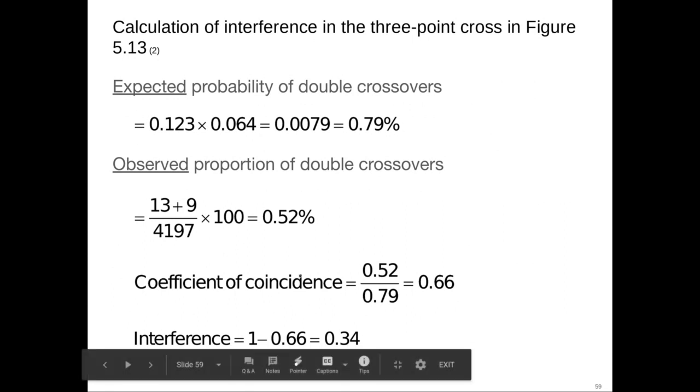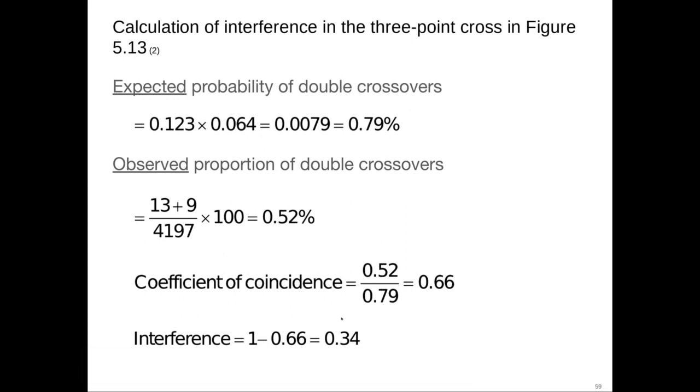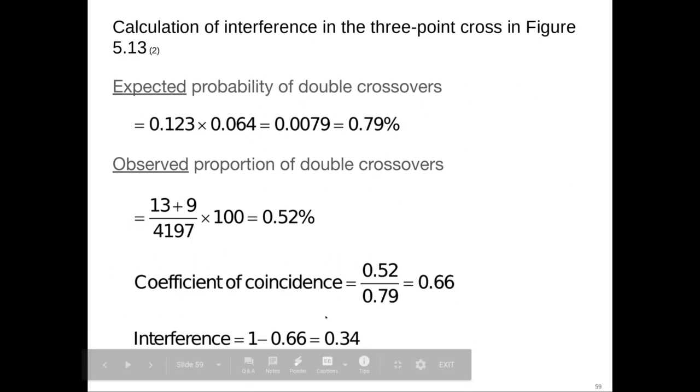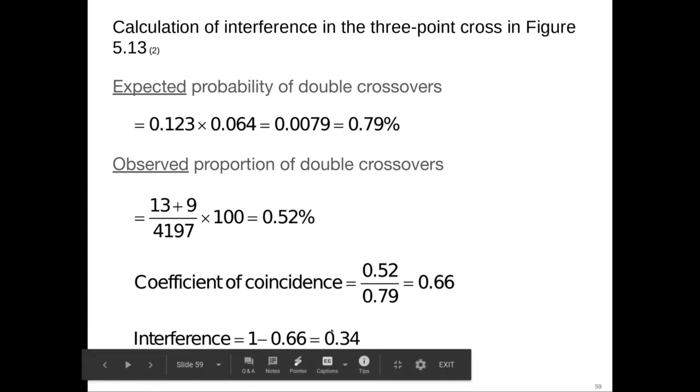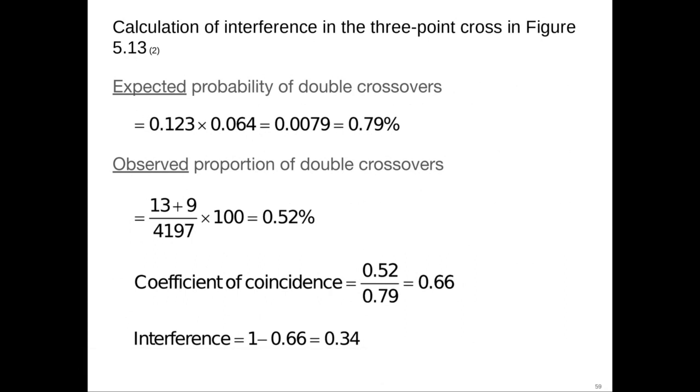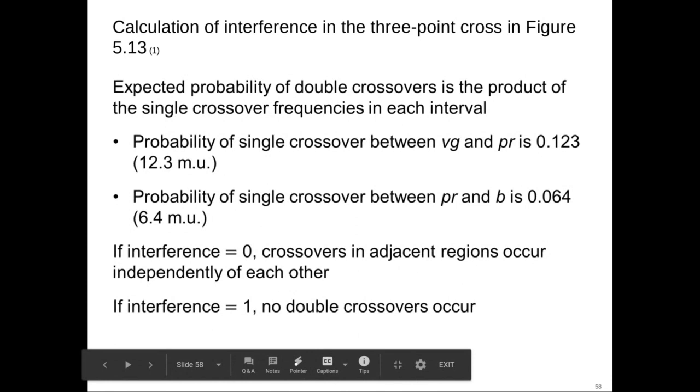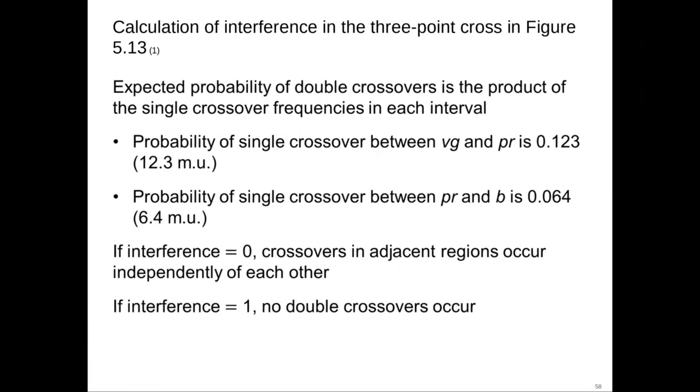Now, the coefficient of coincidence is this 0.52, which is our observed, divided by our expected, giving us 0.66. So the interference is 1 minus 0.66, or 0.34. So it's trending more towards this idea where the interference is likely closer to 0, thus crossover in adjacent regions occur independently of one another.